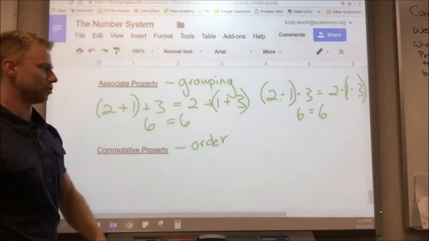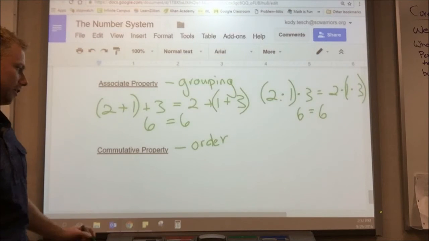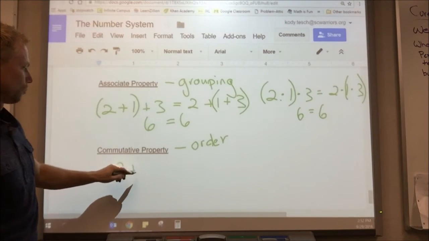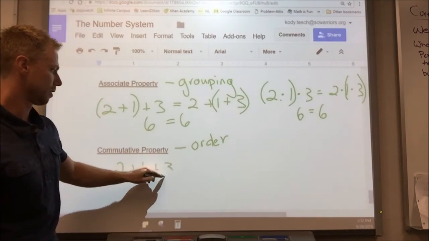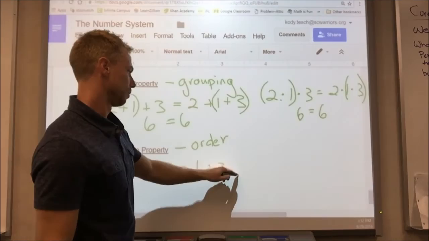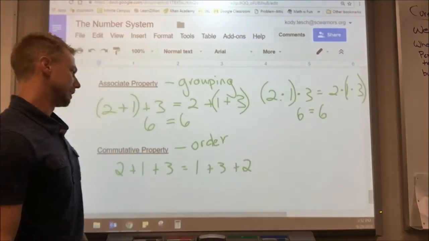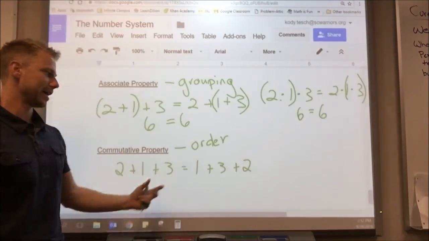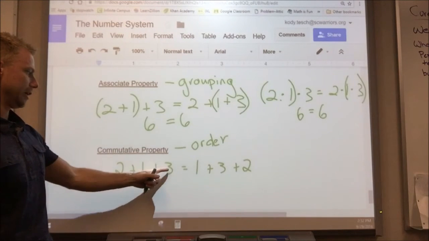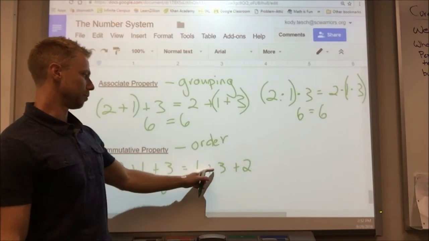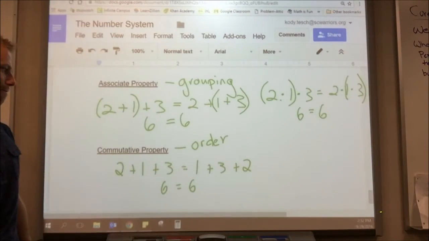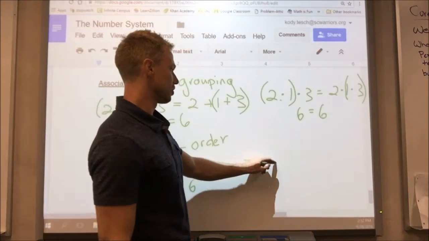Commutative property has to do with the order in which they are in. Okay, so if I have 2 plus 1 plus 3 equal to 1 plus 3 plus 2, it doesn't really matter what order I add them in, I'm going to get the same thing. So 2 plus 1 is 3, plus 3 is 6, 1 plus 3 is 4, plus 2 is 6. Okay? And the same thing with multiplication again.